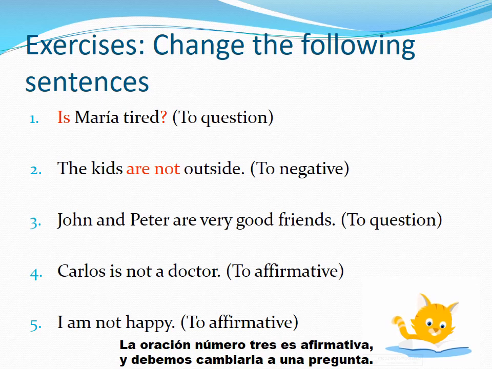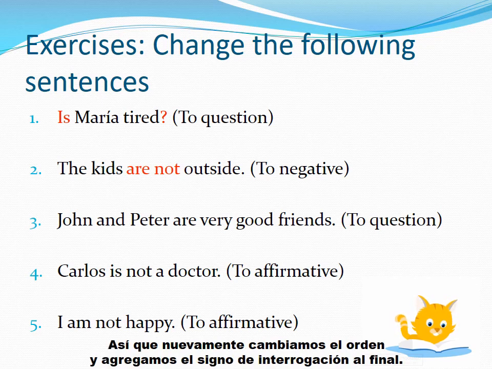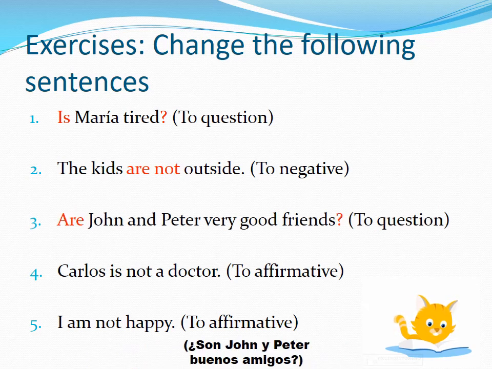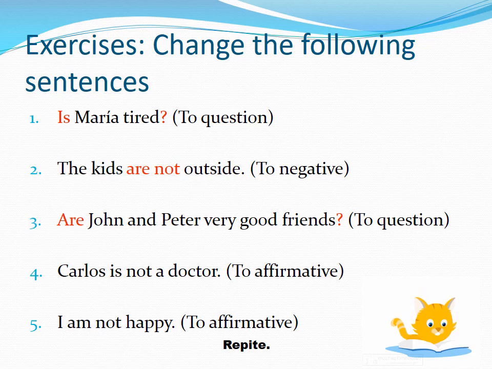Sentence number 3 is affirmative, and we need to change it into a question. So once again, we change the order of the words and we add the question mark at the end. Are John and Peter very good friends? Repeat. Are John and Peter very good friends?